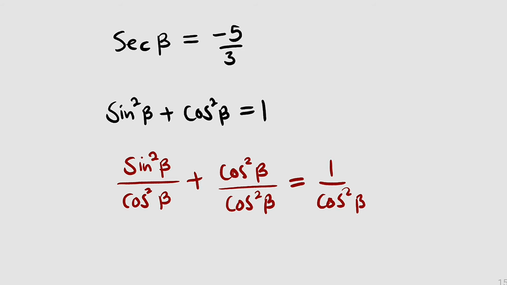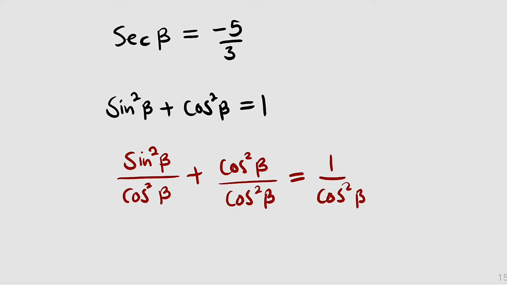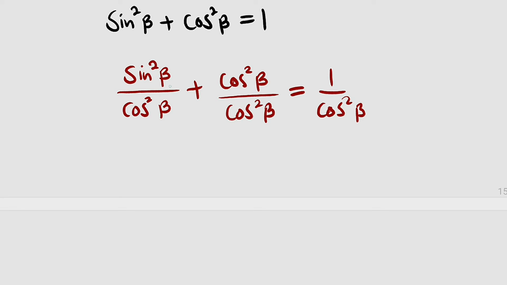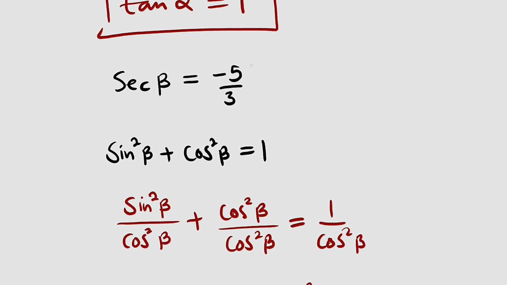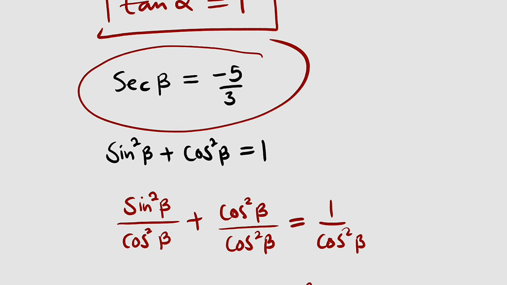I can write it directly, but I promise to explain every single step I write. This is the reason why I'm explaining all this. To the left hand side, sine squared beta divided by cosine squared beta is equal to tangent squared beta, plus cosine squared beta divided by cosine squared beta is 1. And the right side is equal to secant squared beta. Since secant squared beta is equal to tangent squared beta plus 1, let us go ahead and square both sides of the given equation just to obtain secant squared beta.